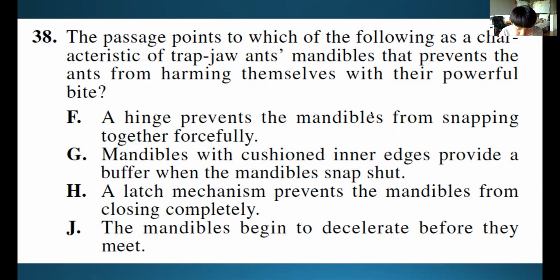It says, they also observed that mandibles started to decelerate before they meet, possibly to avoid self-inflicted damage. Most important, the ants had two distinct modes of air locomotion. This last sentence isn't really that important, but it's saying the mandibles started to decelerate, or started getting slower, so that they don't self-inflict damage. So what's the answer? It's pretty easy. It's the obvious one. This is literally a quote.